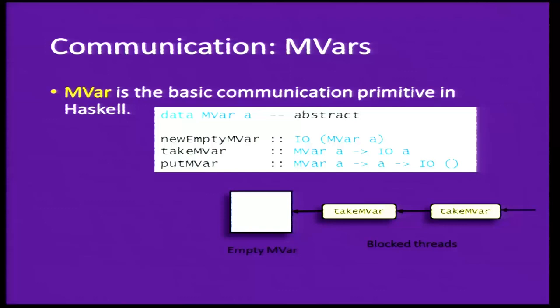You can take the value from an MVar with takeMVar. That takes an MVar as an argument, and it delivers an I/O operation that returns an a, namely the element from the MVar. And you can put an item into the MVar with putMVar. putMVar takes the MVar as an argument, and it takes a value to put into the MVar, and it doesn't deliver any result.